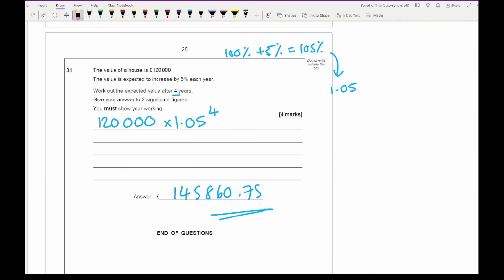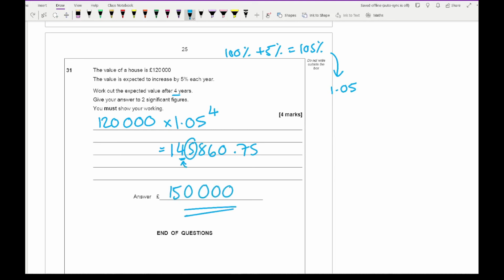Let's just rub that out. I've not answered the question, read the question carefully. So this equals 145,860.75. The second sig fig is in the 10,000s. So rounding this, we're going to get 150,000, and there is my final answer.